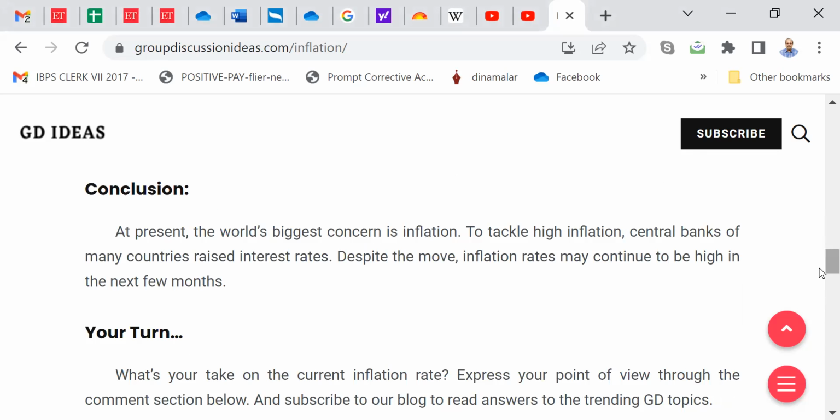Improving the supply of commodities to fill supply shortage can also control inflation. Now conclusion. At present, the world's biggest concern is inflation. To tackle high inflation, central banks of many countries raised interest rates. Despite the move, inflation rate may continue to be high in the next few months.